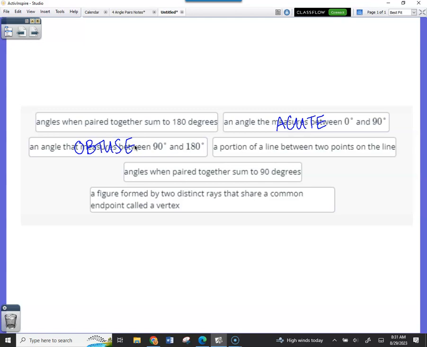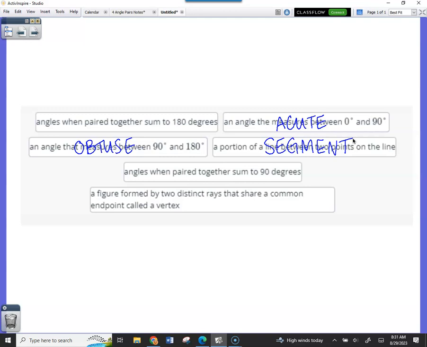A portion of a line between 2 points on the line. This one's a little challenging, so I'm going to help you out. If it's a portion of a line, it's a segment. They're telling you it's a portion of a line. Starts, stops. That's a segment.